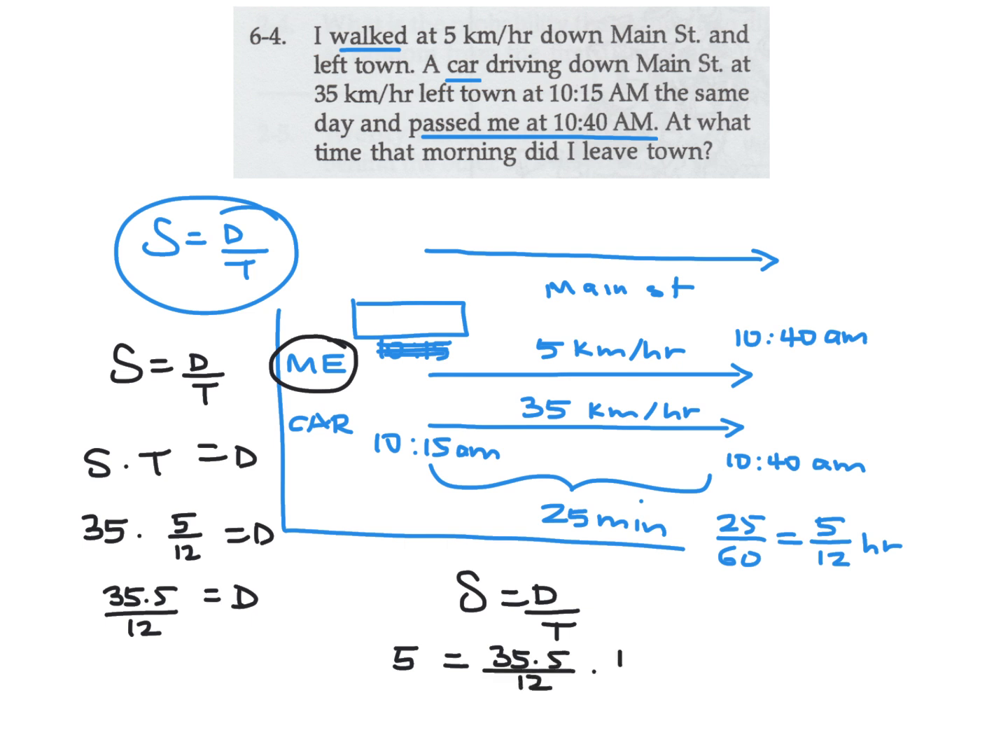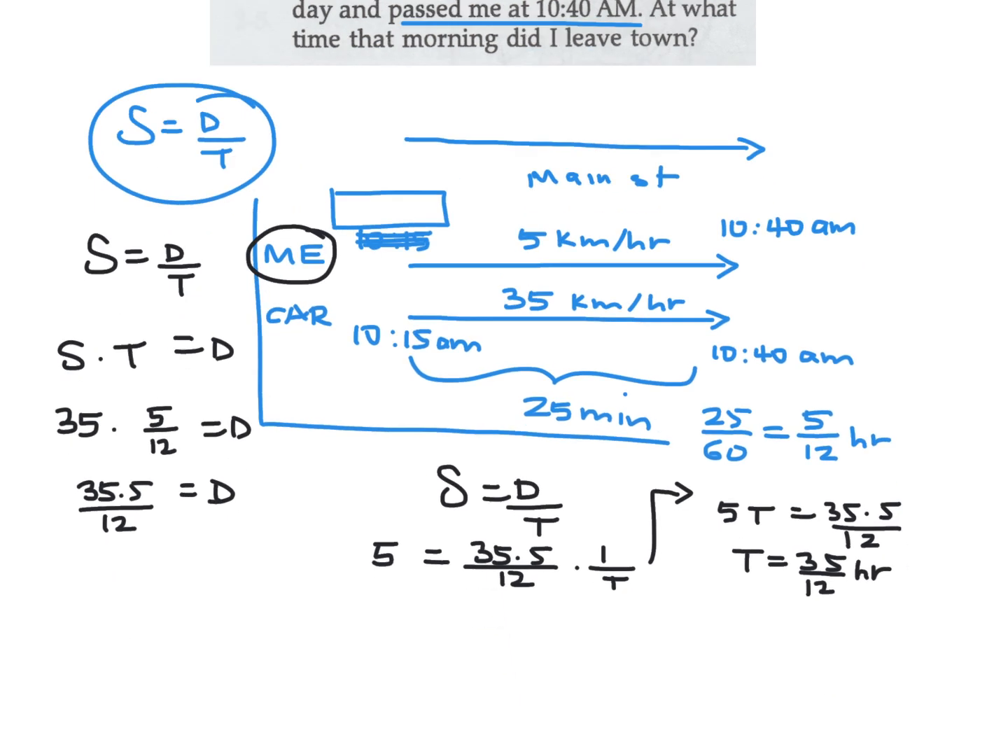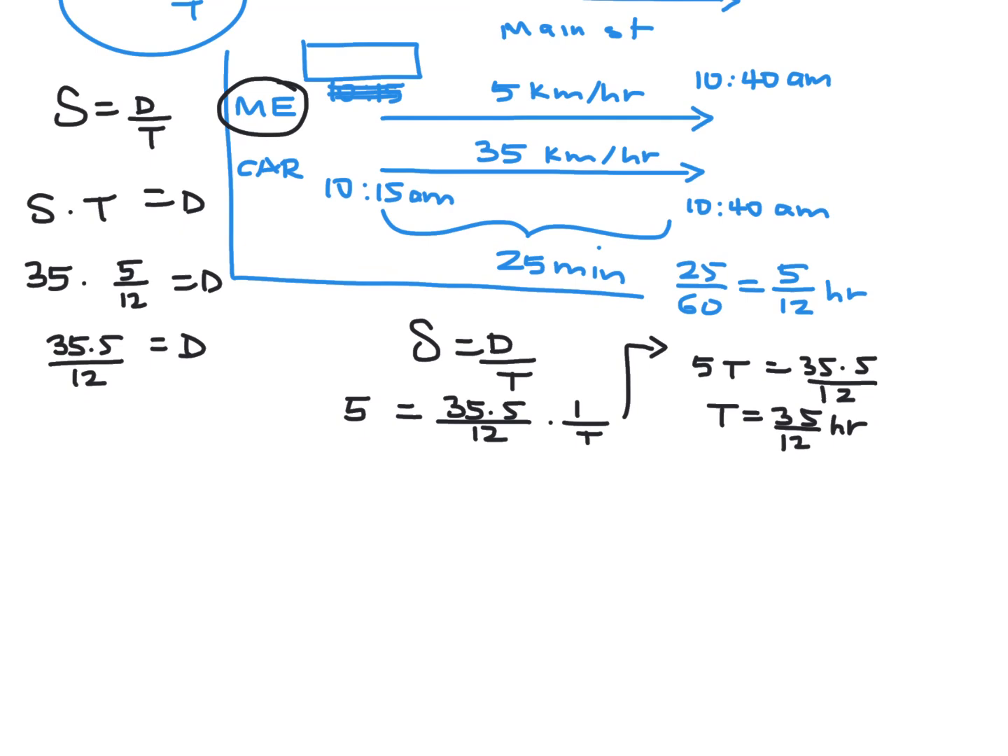And then this is 1 over t. So then that would basically be that 5t is equal to 35 times 5 over 12. The 5's cancel, so the time is 35 over 12. And 35 over 12, that is in hours, correct? Yeah, in hours. So we have to convert that to minutes.